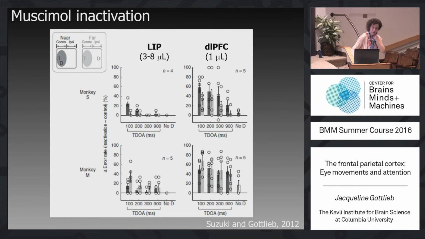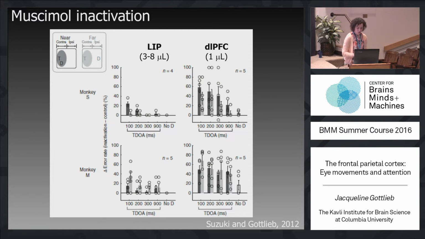And finally, we did a direct manipulation experiment in which we injected small amounts of muscimol, which is a GABA agonist, and temporarily silences neural activity. And we found that, so this is the change in error rate, so how many more mistaken saccades to the distractor did the monkey make? Tiny amounts of muscimol in the prefrontal cortex increased error rates dramatically. I mean, around 50 or 60%, whereas much larger effects in LIP have had much smaller effects on error rates, right?